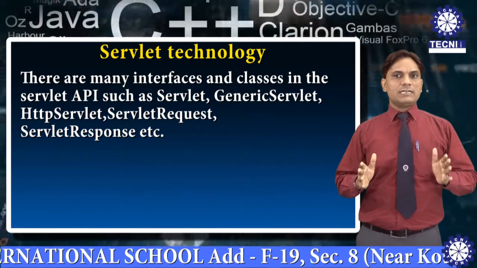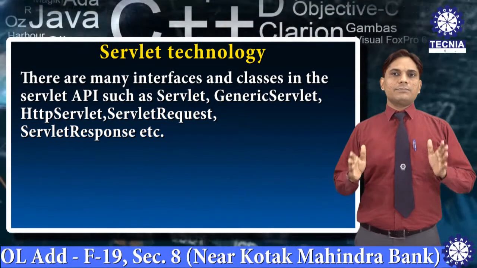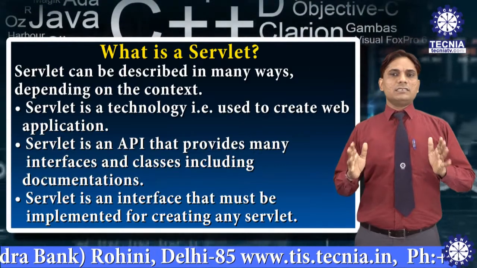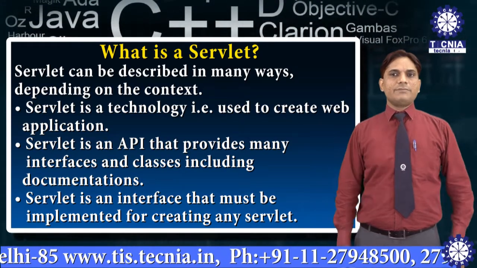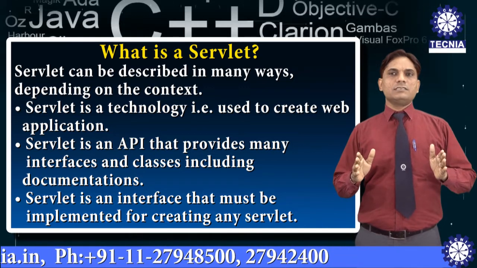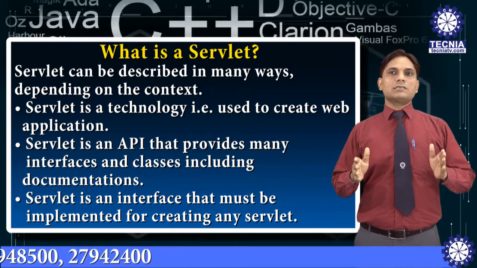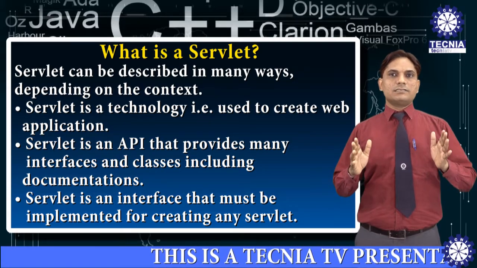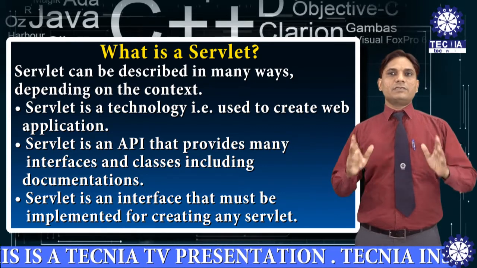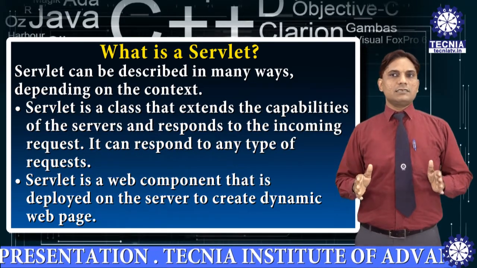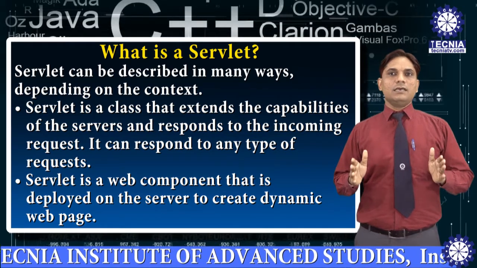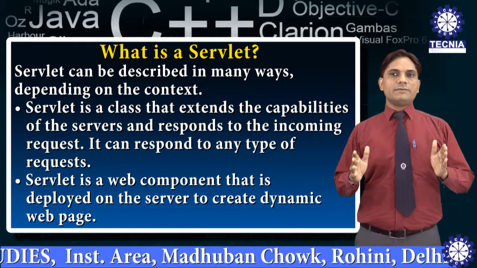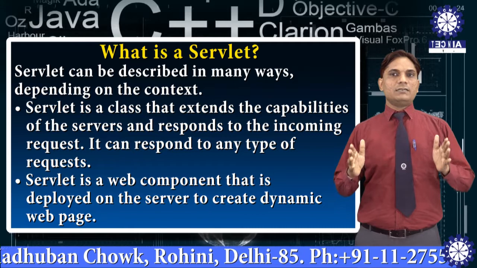There are many interfaces and classes in the Servlet API such as Servlet, GenericServlet, HttpServlet, ServletRequest, ServletResponse, etc. What is a Servlet? Servlet can be described in many ways depending on the context. Servlet is a technology used to create a web application. Servlet is an API that provides many interfaces and classes including documentation. Servlet is an interface that must be implemented for creating any servlet. Servlet is a class that extends the capability of the servers and responds to incoming requests. It can respond to any type of request. Servlet is a web component that is deployed on the server to create dynamic web pages.